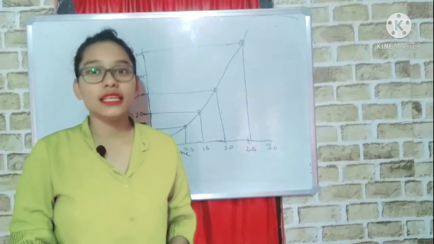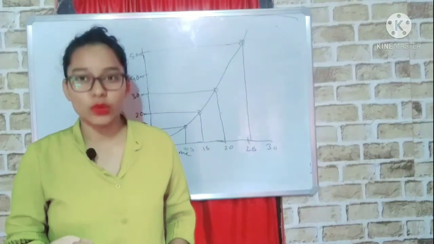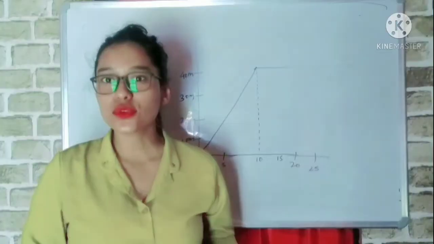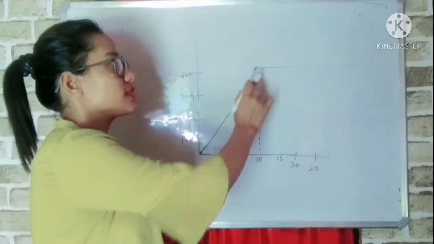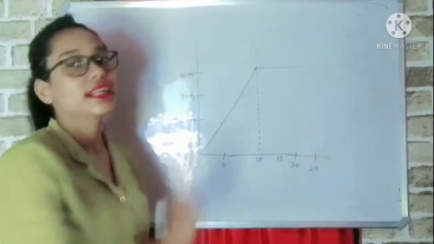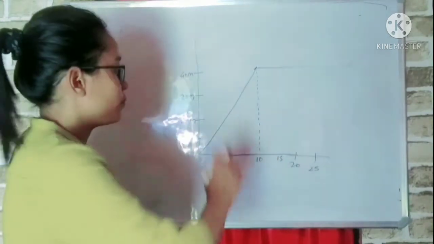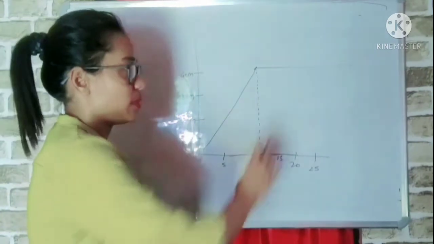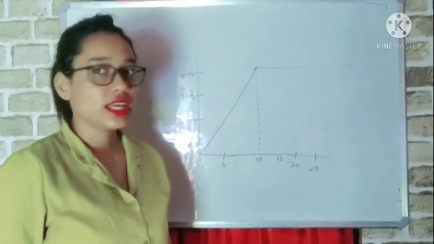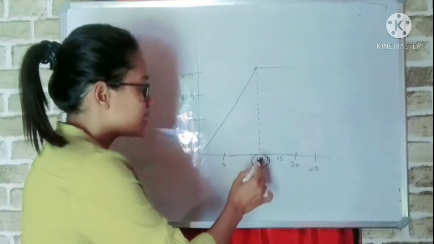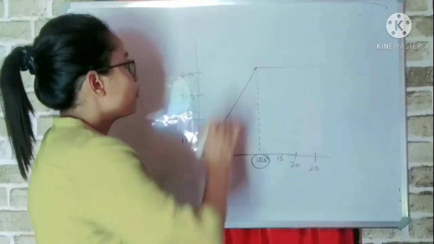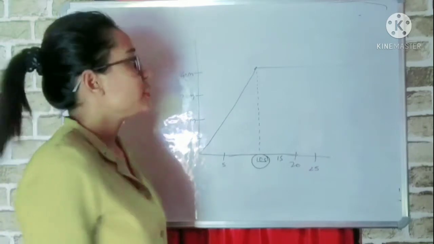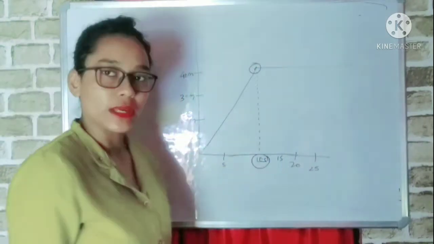Now let us see another type of distance-time graph. You see, one more condition is there. What happens if a body moves for some time and comes to rest? The graph will be somewhat like this, parallel to the x-axis. Now you see, when the time was 10 seconds, the body traveled a 40-meter distance. After that, the body stopped moving.